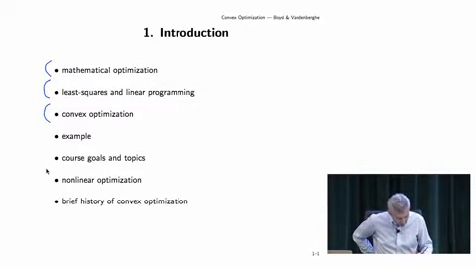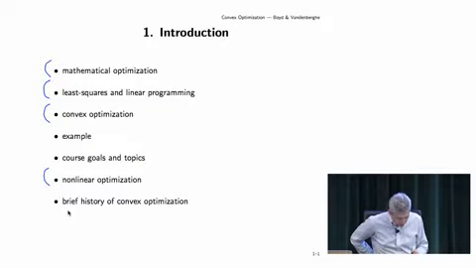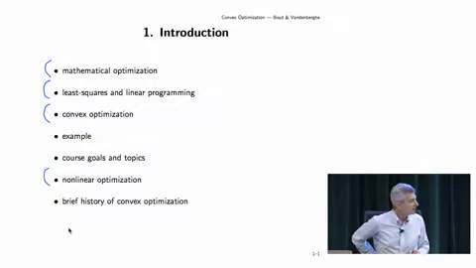I'll say a little bit about nonlinear optimization. That's something we're not going to talk about much in the class, but it's weird not to say something about it before launching into the class. And then I'll finish up this overview with a little bit of a history of convex optimization.